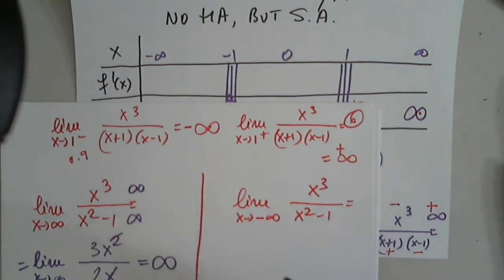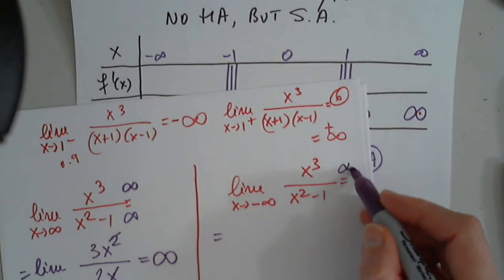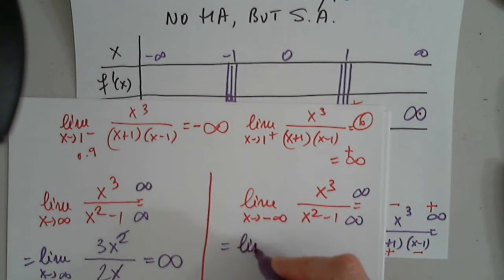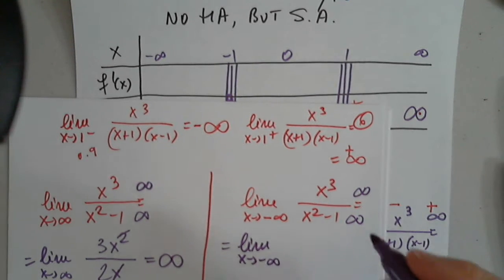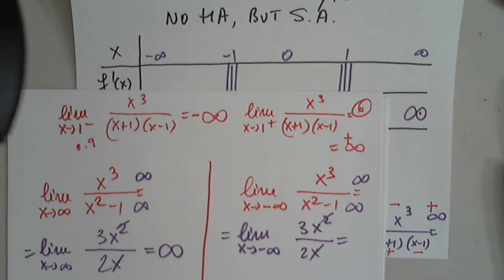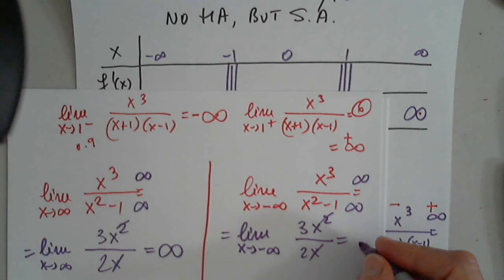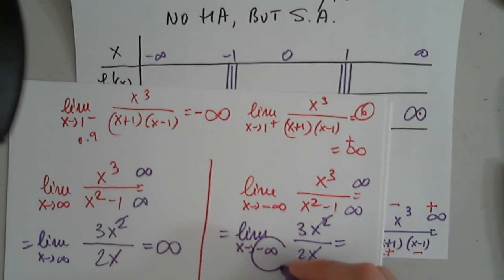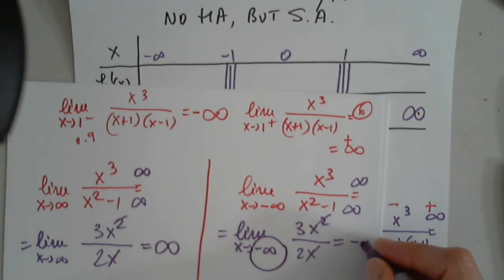Good. This one, same thing, still infinity over infinity. So this is limit as x approaches negative infinity. The top is still 3x squared. The denominator is still 2x. We simplify one of them. And now where does this go? Infinity. Negative infinity. Very good.